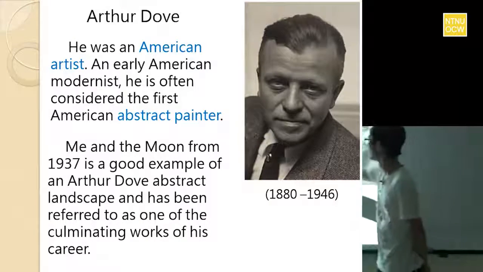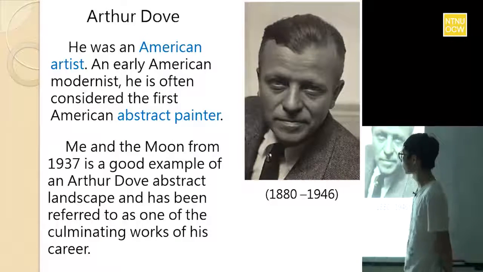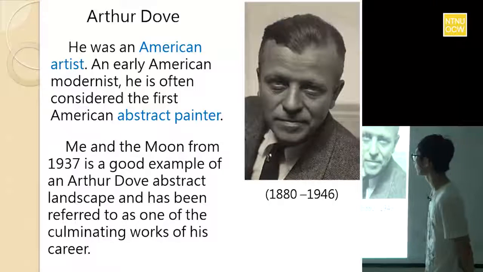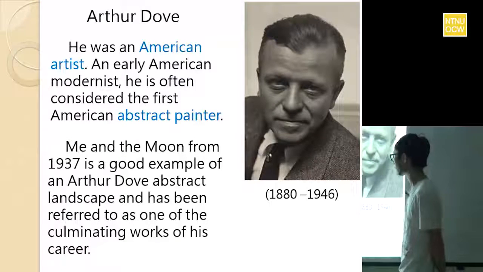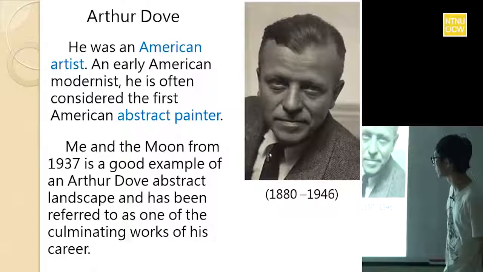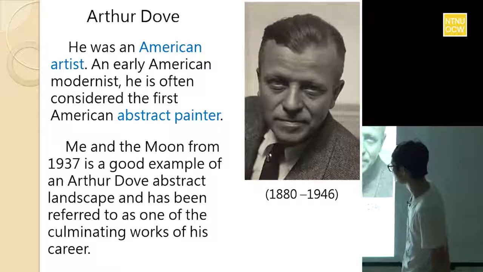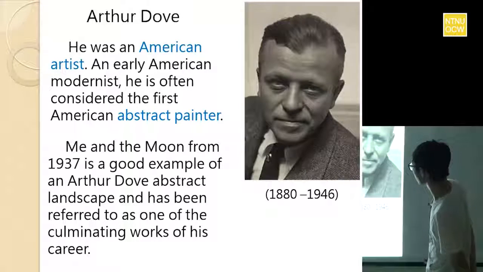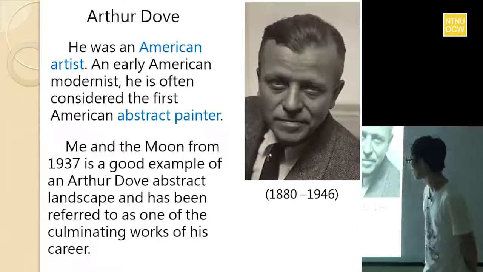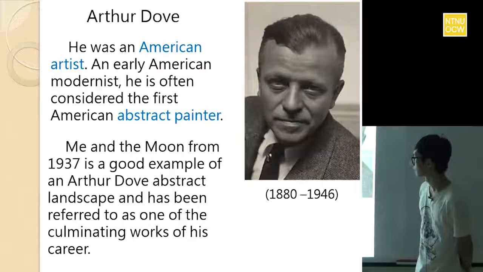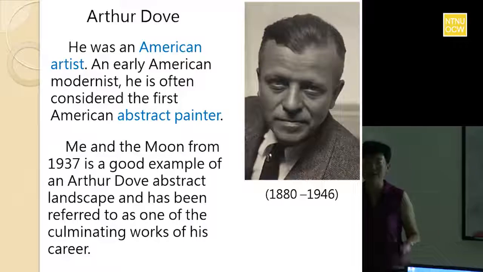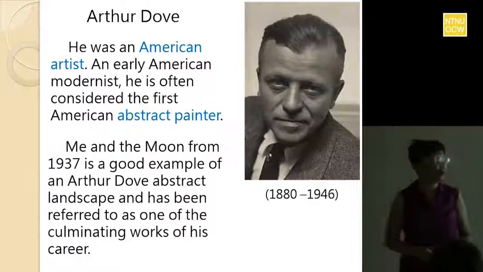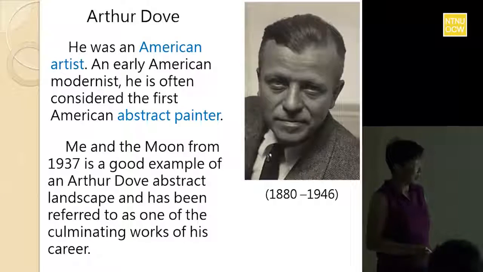Okay, let's move on. Me and the Moon is the painting, and it is from 1937. It's a good example of Arthur Dove's abstract landscape, and has been referred to as one of the culminating works of his career. Oh my goodness, one of the culminating works of his career. Again, one of the representative works of his career.